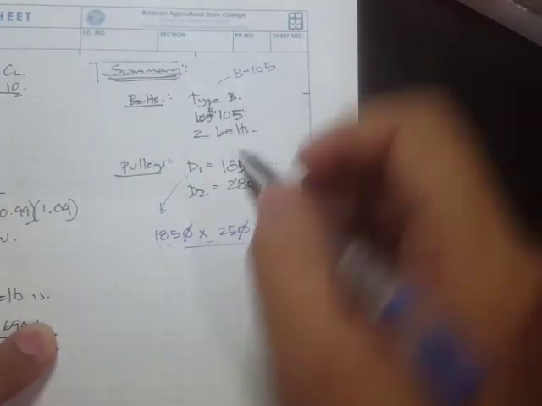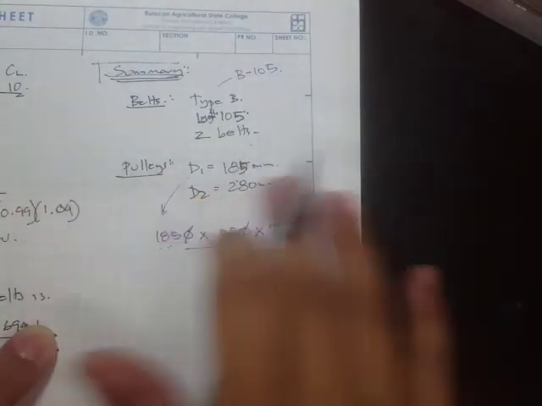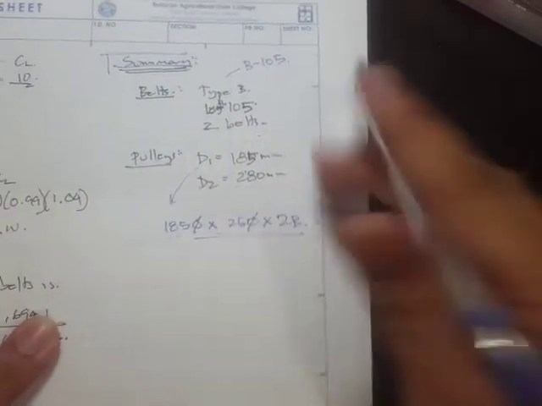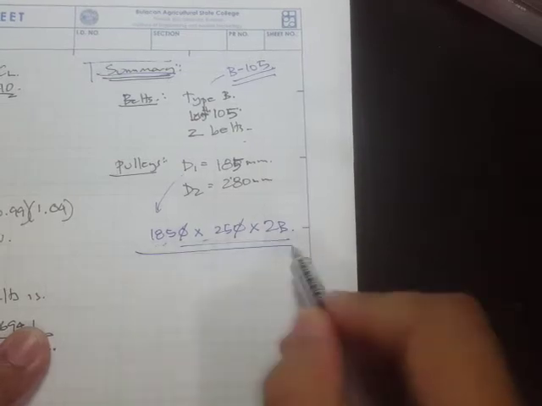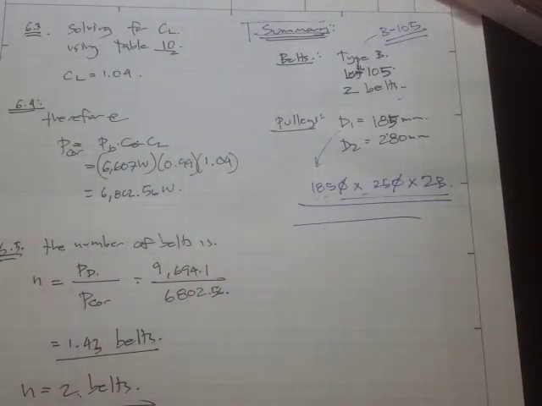Okay, and then later, in the final step, we have to provide a summary in terms of the belts. So what's the type of the belts, what's the length of the belts, how many number of belts, and what's going to be the pulley, or in terms of specifications. Okay, so that's all.